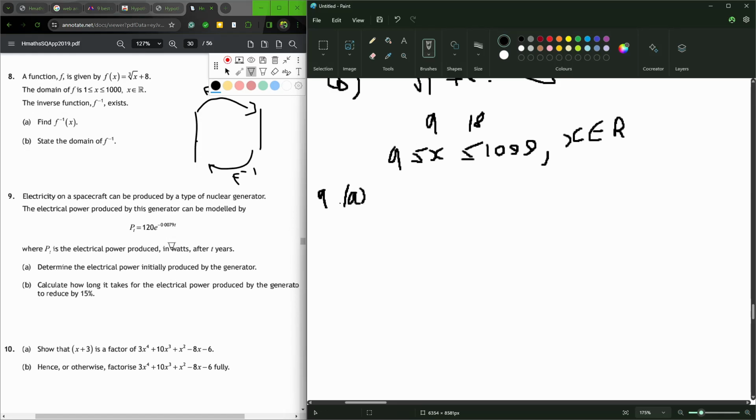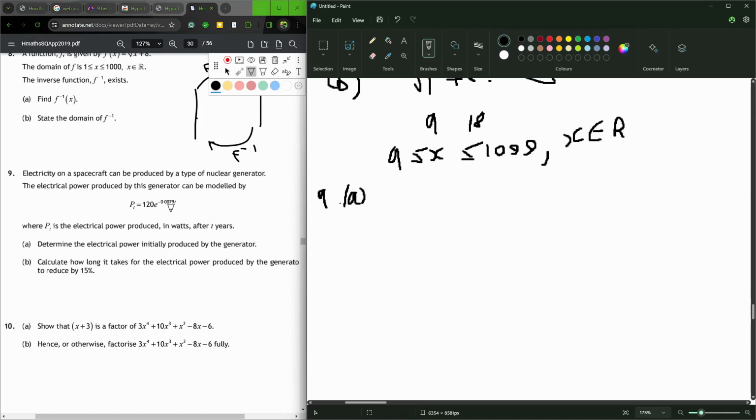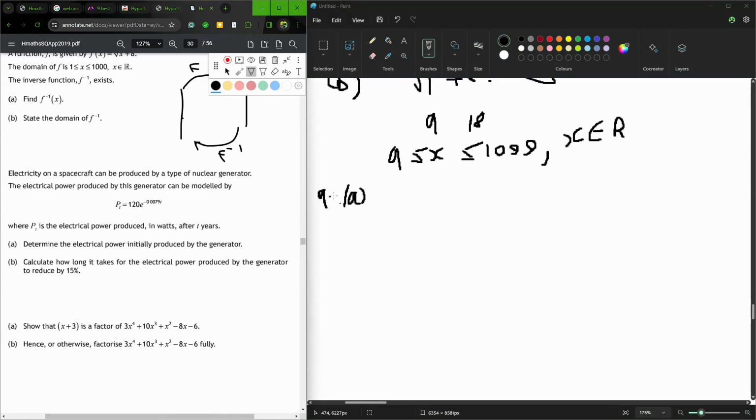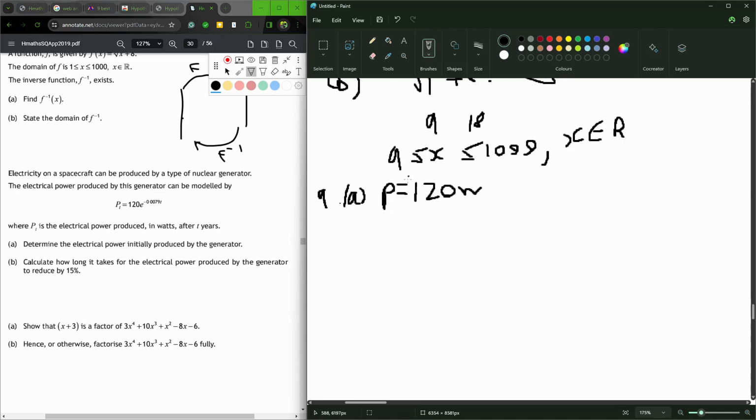9a. Electricity on a spacecraft can be produced by a type of nuclear generator. The electrical power produced by this generator can be modelled by this exponential equation, where P is the electrical power produced in watts after t years. Determine the electrical power initially produced by the generator. It's only 1 mark, so we can actually be really lazy and just say P equals 120 watts. Now, how did I figure that out?